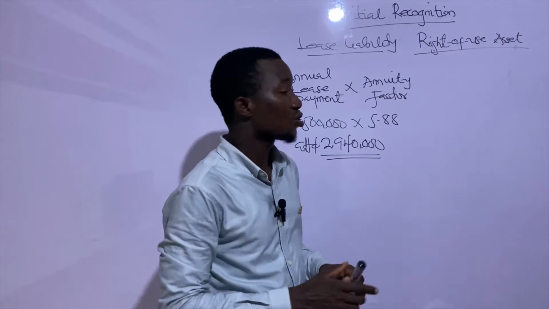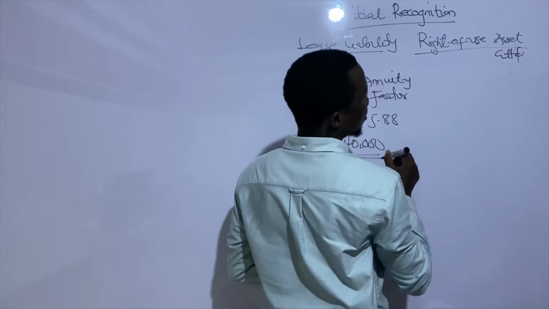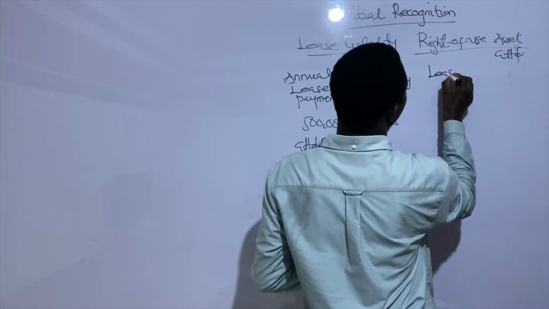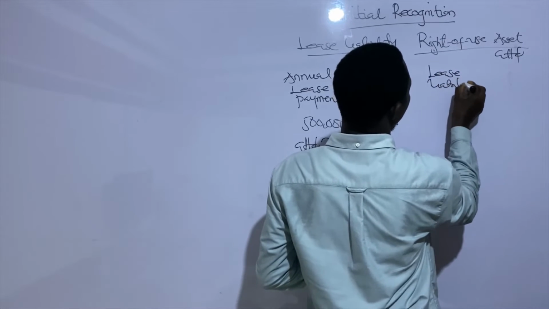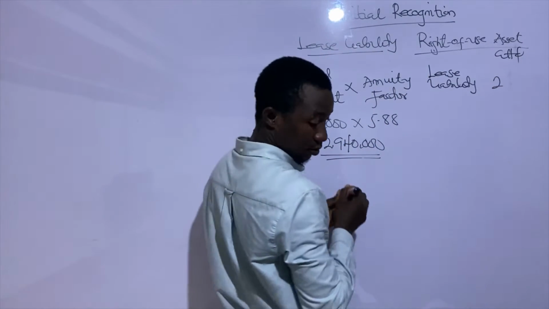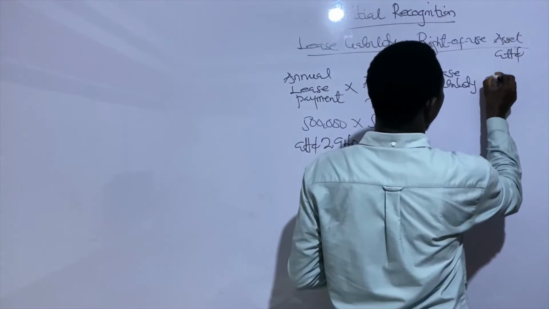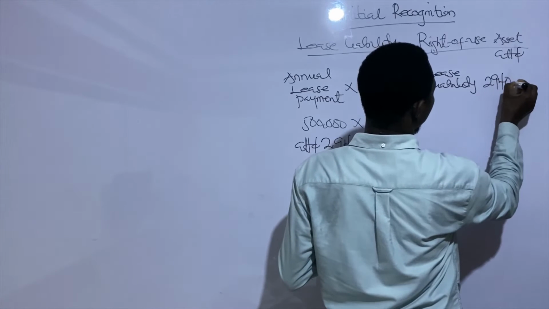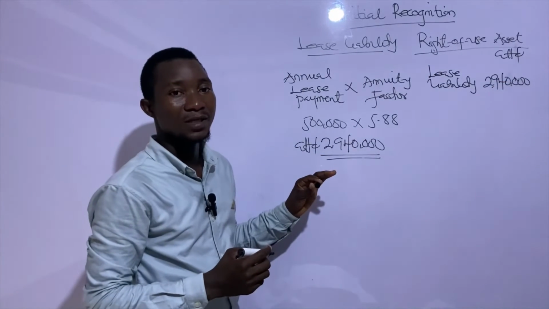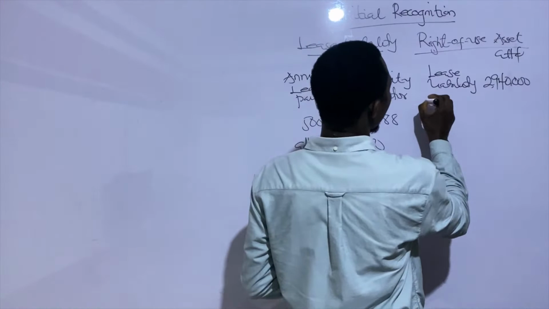After looking at the lease liability, the next thing to look at is the right of use asset. The first component of the right of use asset is the lease liability itself, which is 2,940,000, the initial lease liability. The next thing to consider from this question is the initial direct cost. So there is also initial direct cost.